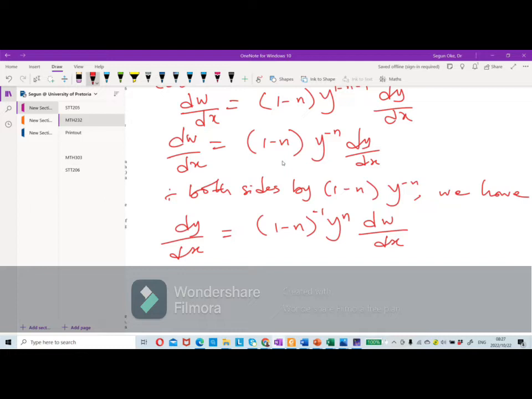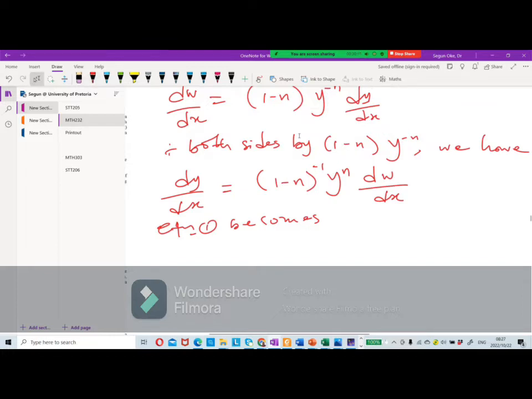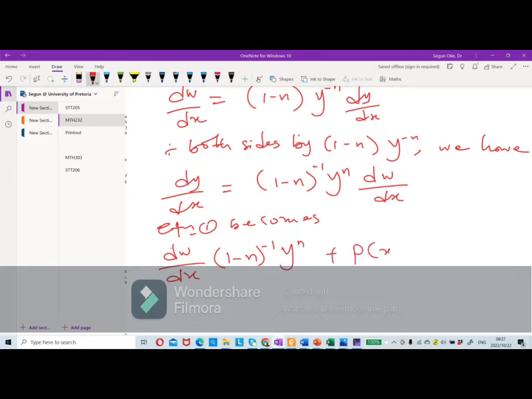Now we can substitute all these values into our equation 1. Substitute dy/dx into equation 1, and equation 1 becomes dw/dx times (1 minus n) raised to the power minus 1, y raised to power n, plus p of x times y equals f of x times y raised to power n.